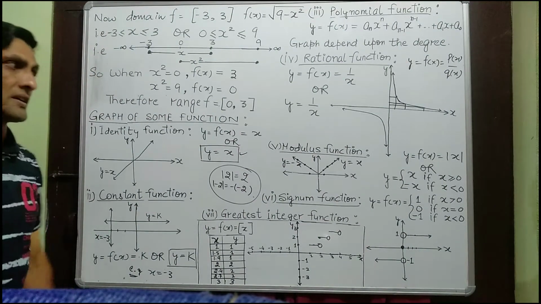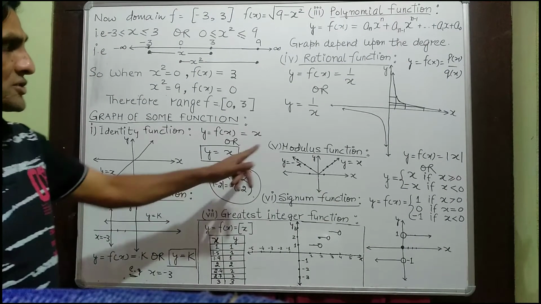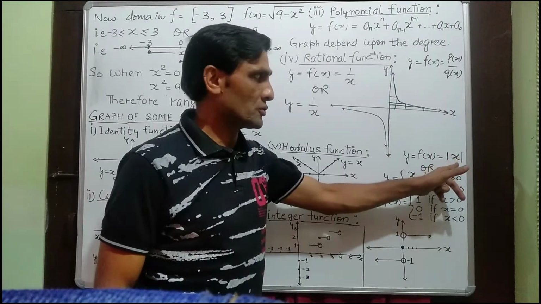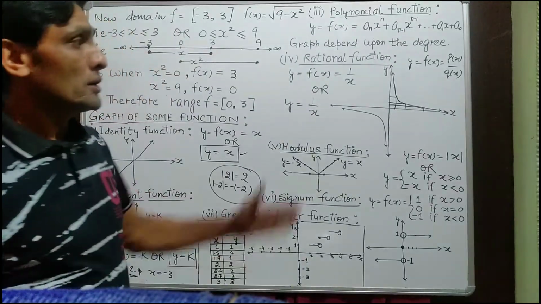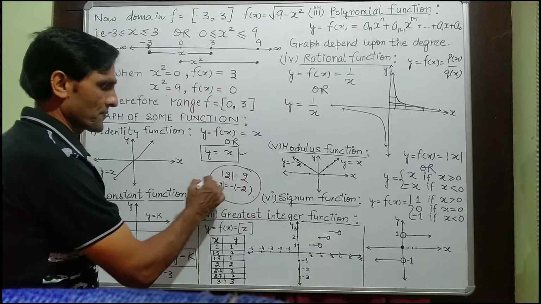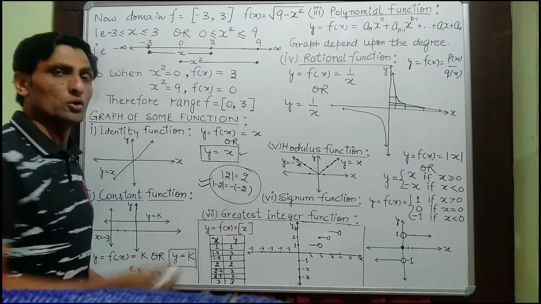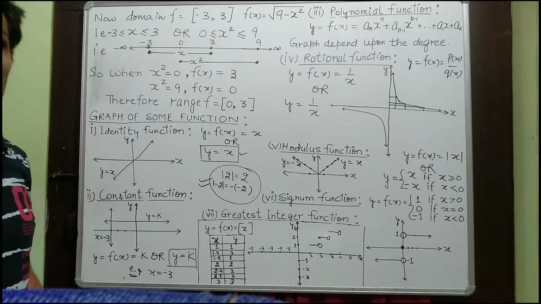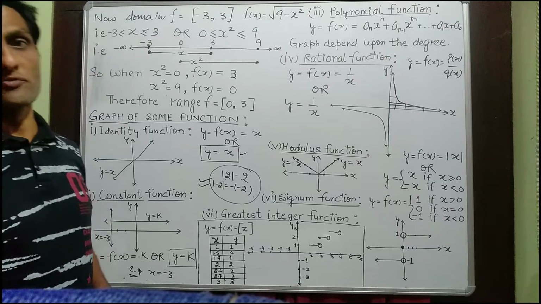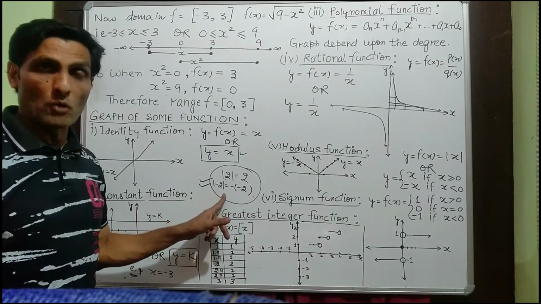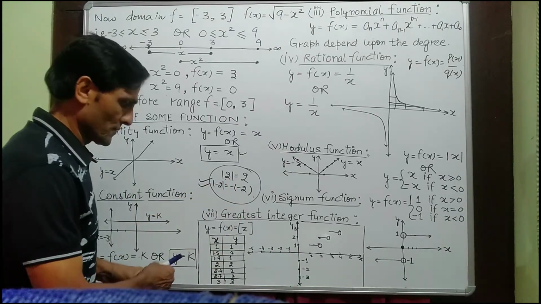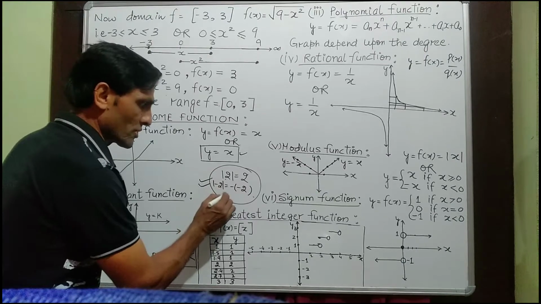Now next is the modulus function. So the modulus function is given by y = f(x) = |x|. Now you can define the modulus function in another way. You know the modulus of 2 is equal to 2, that is, the absolute value of 2 is 2, because you know very well that the modulus represents a positive value always. But similarly, if you take the modulus of minus 2, then it will be minus of minus 2, that is again 2.